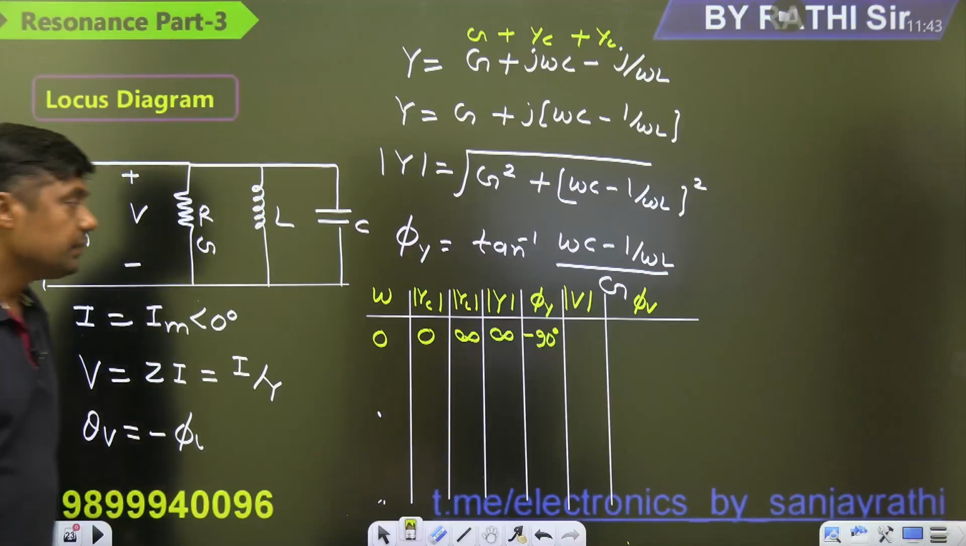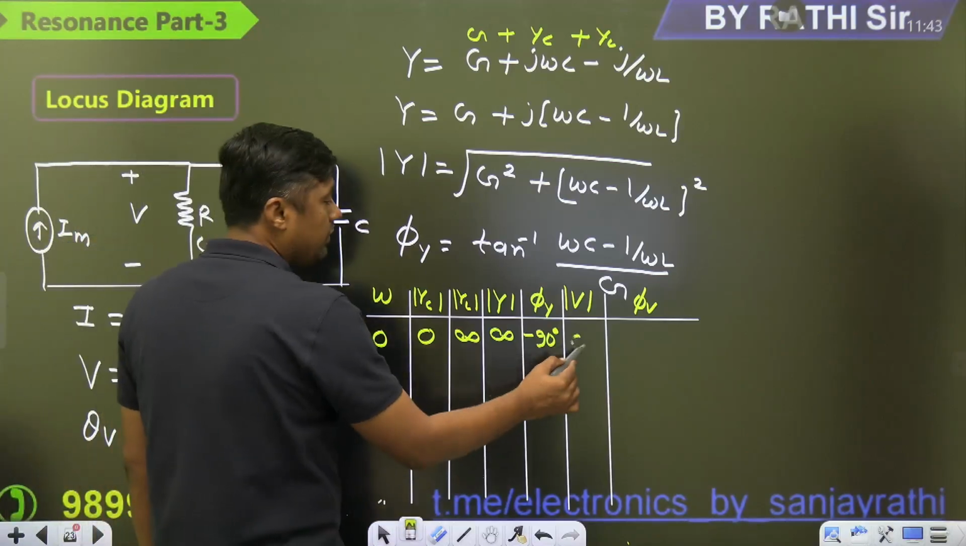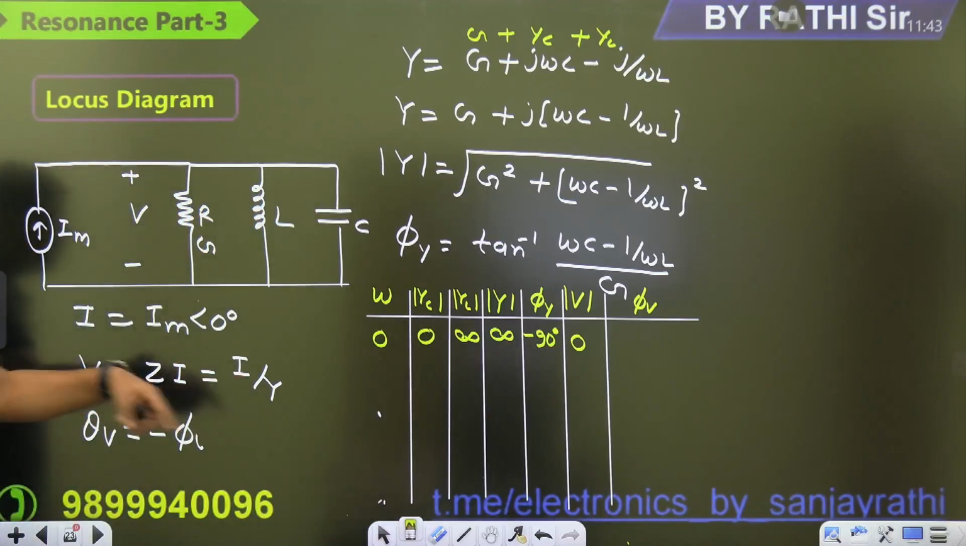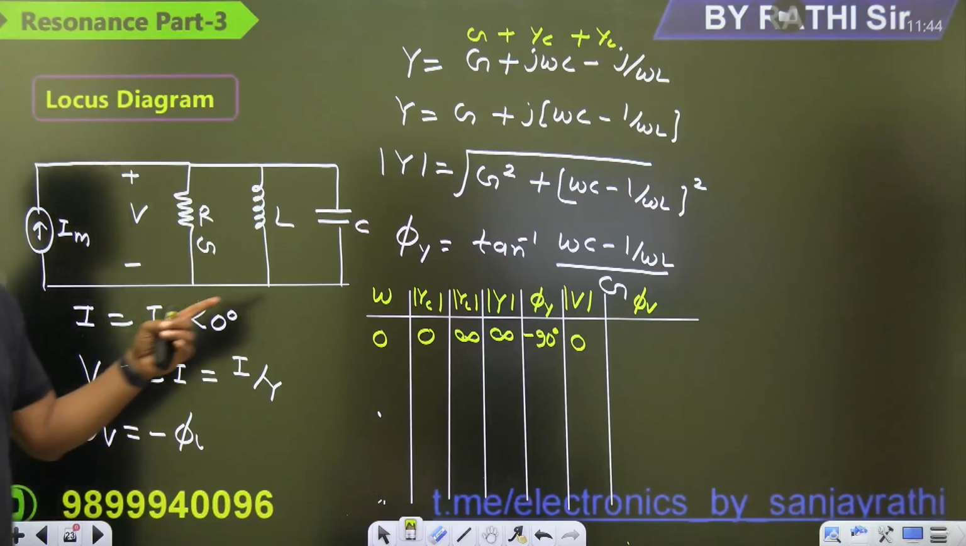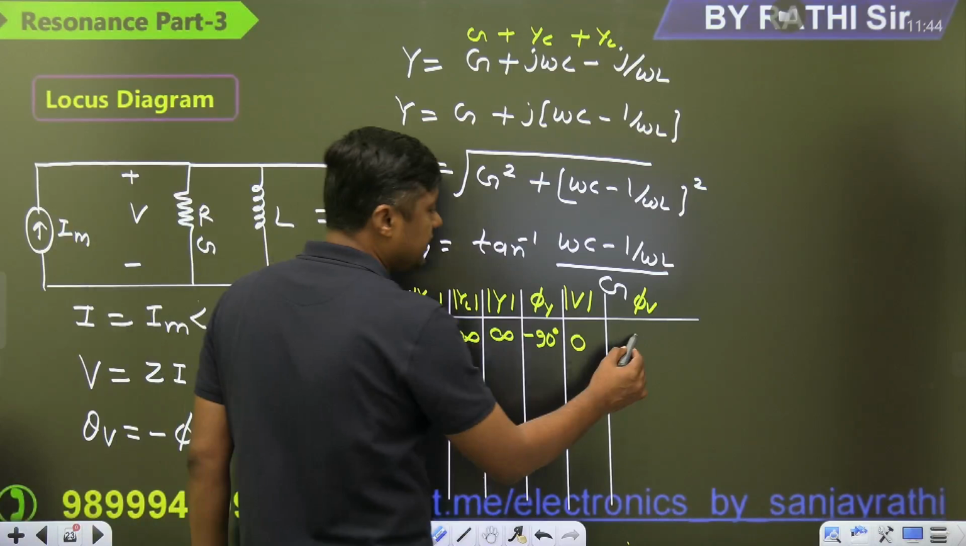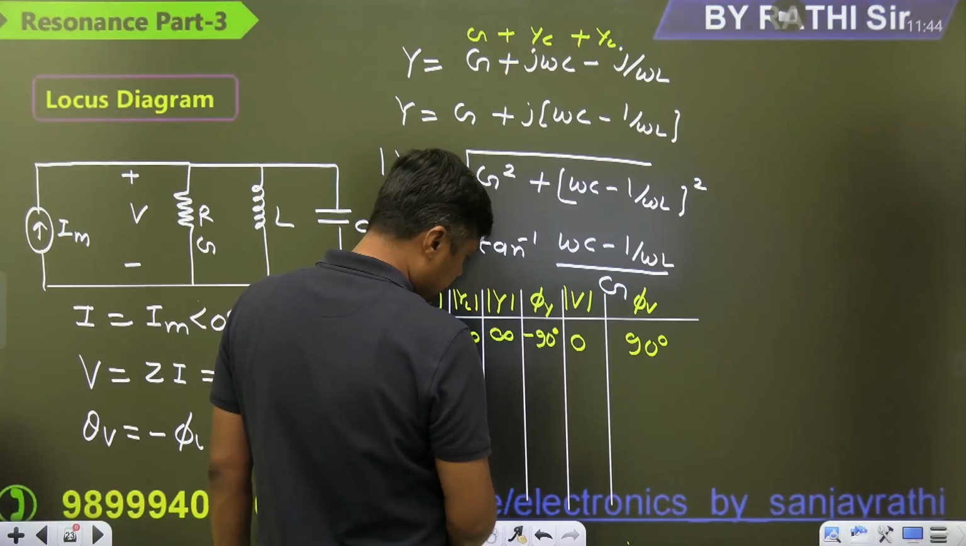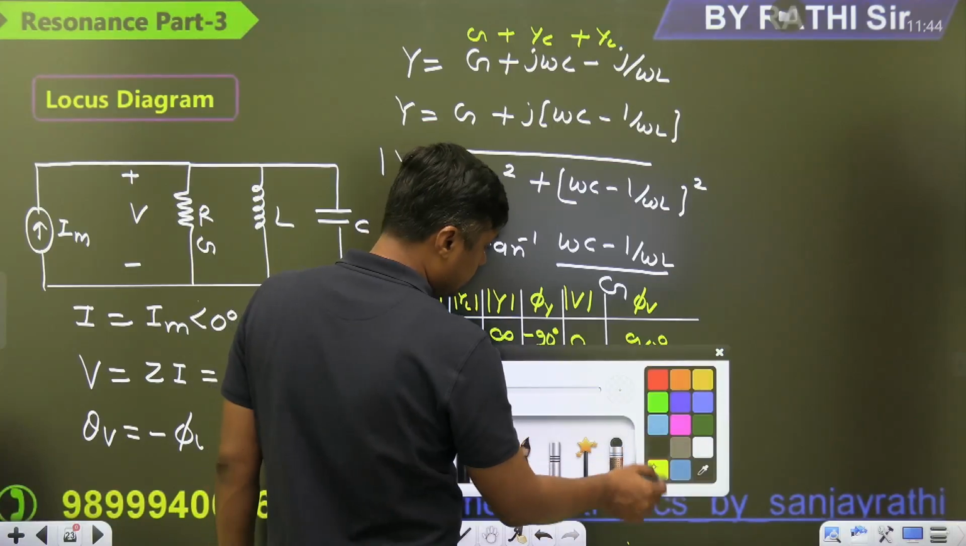What is the V? V will become 0. Why? Because Y is infinity. So it is the I by Y. V will become 0. And angle will become negative of angle of Y. So negative of that is what? Plus 90 degree. Finished. Is it clear? Very simple thing.